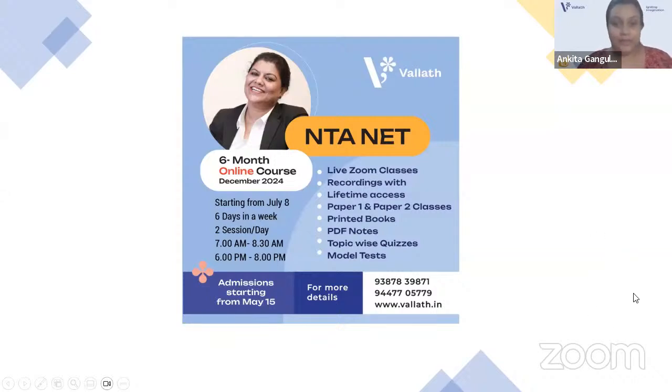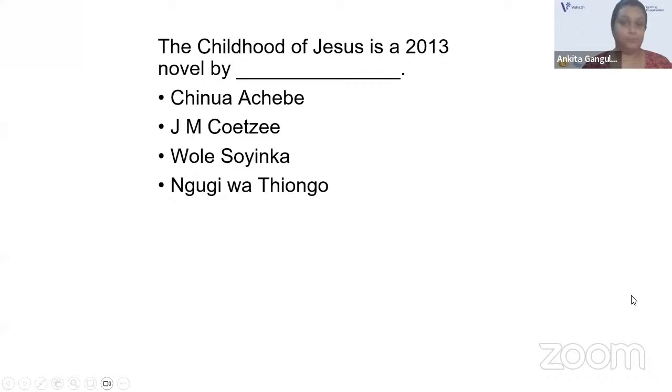Next. The Childhood of Jesus is a 2013 novel by Dash. Is it by Chinua Achebe, J.M. Coetzee, Wole Soyinka, or Ngugi wa Thiong'o? The Childhood of Jesus. This is a 2013 novel. Yes, The Childhood of Jesus is a 2013 novel by the writer J.M. Coetzee. Okay, it's a work by J.M. Coetzee.